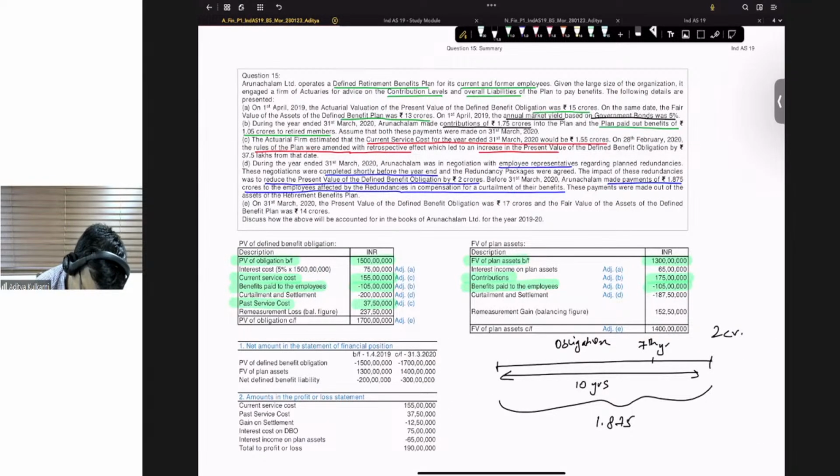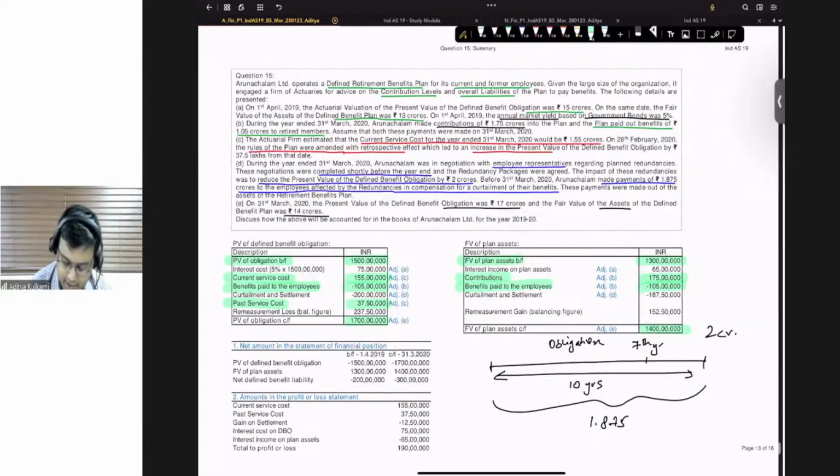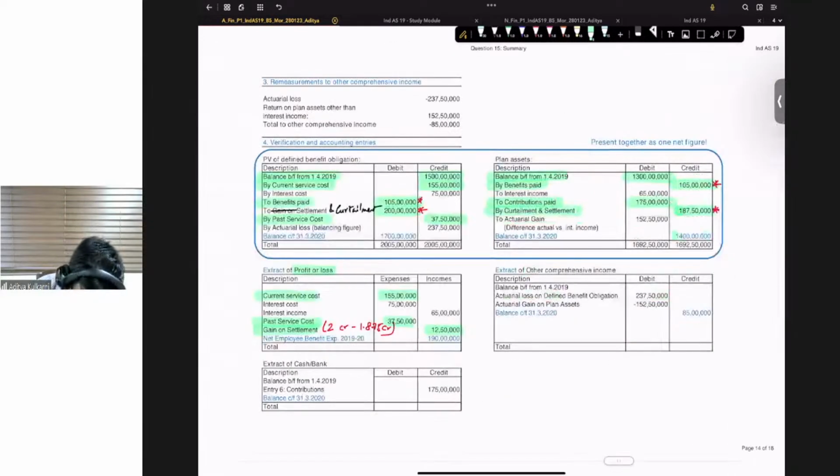On 31st March 2020, the present value of the obligation was 17 crores. Fair value of the assets was 14 crores. So what has this become? This becomes my obligation balance 17 crores. Fair value of assets balance 14 crores. 14 crores balance carried forward. 17 crores balance carried forward.